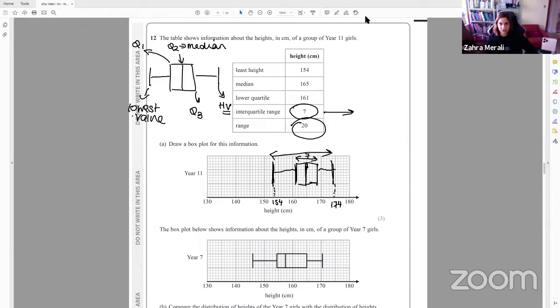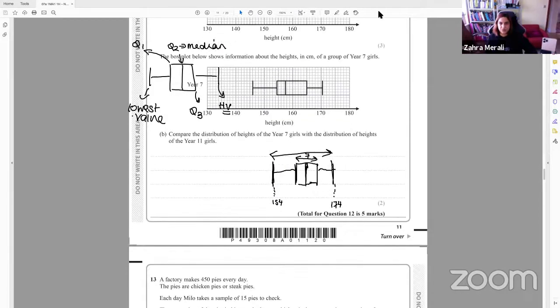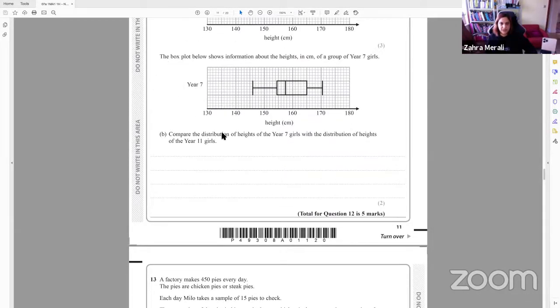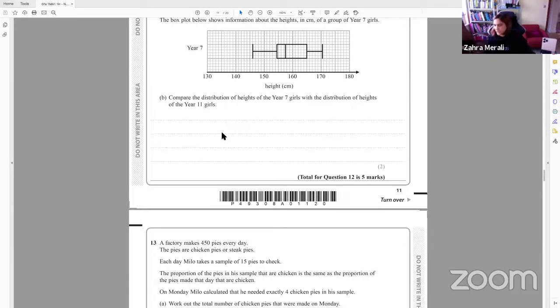Okay, so if I get rid of some of these and scroll up. The question then tells us to compare, so I'm going to clear all that. Compare the distributions. When they're trying to compare the distributions, you're looking at this and you can read off the median value. The median value that we had was 165. This is very clearly smaller than 165. So my first point would be the median height.